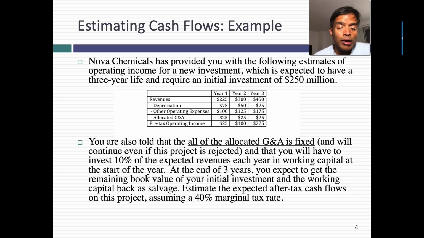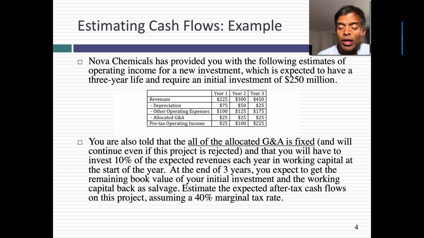I say in this particular problem that all of the allocated G&A cost is fixed, and that you will have to invest 10% of the expected revenue each year in working capital at the start of the year. The key words, the start of the year, that's going to affect the timing of the working capital. At the end of 3 years, you expect to get the remaining book value back of both your initial investment and any working capital you've invested over that period. It says estimate the expected after-tax cash flows.